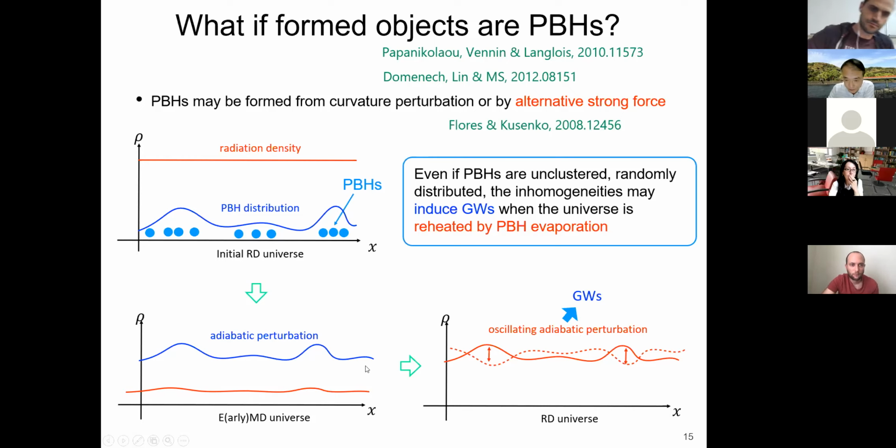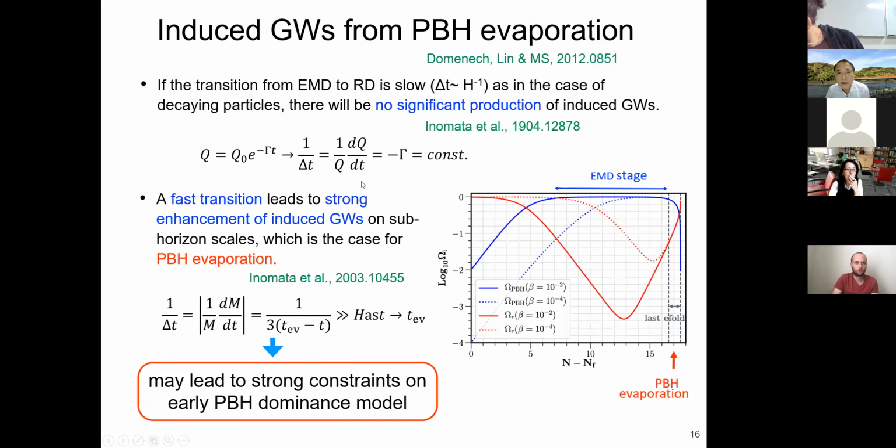However, when they actually decay, during this decay, those oscillations, these adiabatic perturbations produced by primordial black holes when they dominate the universe might start oscillating and then start producing gravitational waves. These gravitational waves may actually be detectable and can constrain all these models. And this is in fact found to be the case.